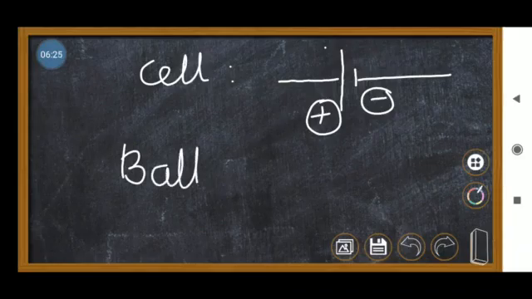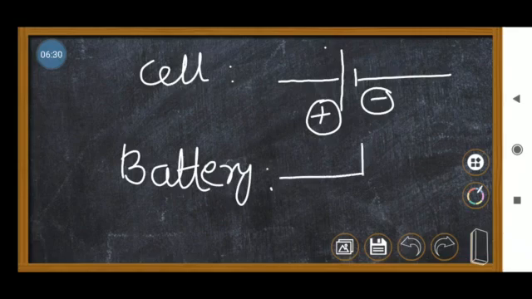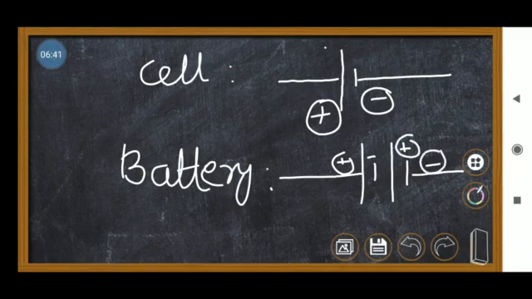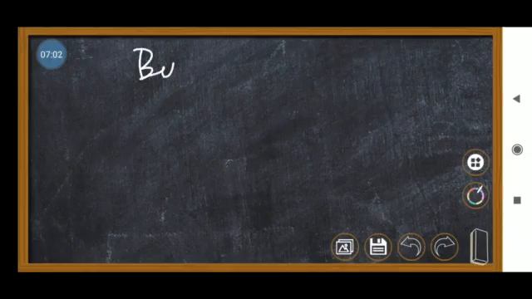The next one is the battery. More than one cell, a combination of cells, is called a battery. Here the positive and negative, and again the positive and negative. The symbol is one small line, one big line, followed by one small line, connected together. And the next thing is the bulb. What is the symbol for the bulb?